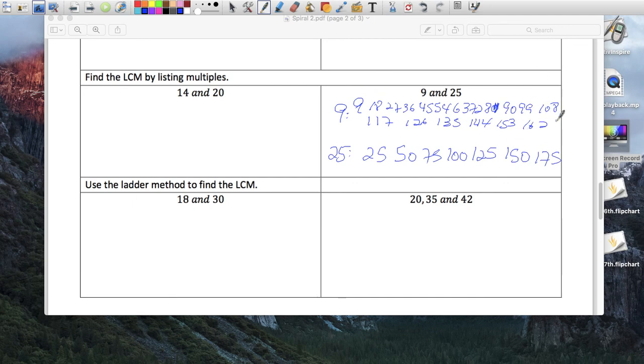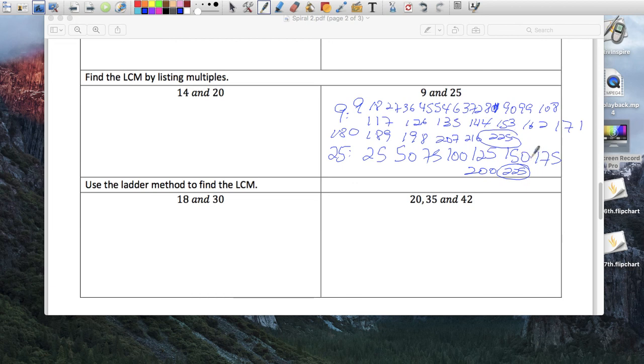Plus 9, 171, plus 9, 180, oh my god, 189, plus 9, 198, and that's assuming I did everything correct, plus 9, 207, plus 9, 216, plus 9, 225. Okay, let me stop there. 175, 200, 225. There's your LCM. And again, assuming I did all my addition correct, I would have gotten the right LCM.